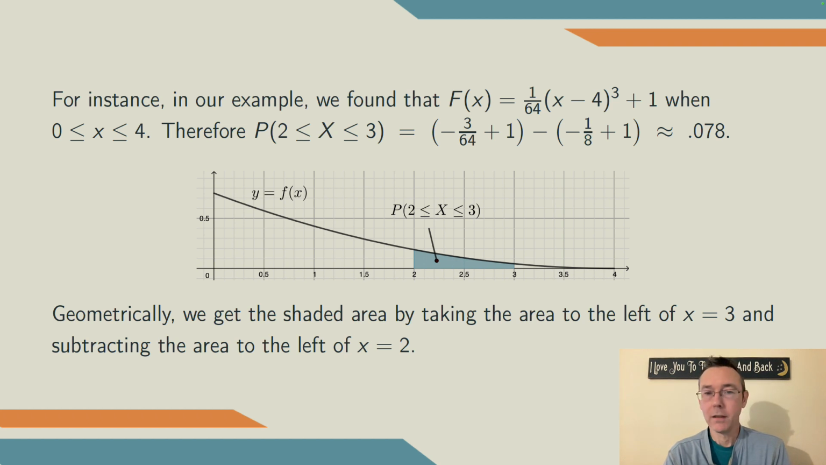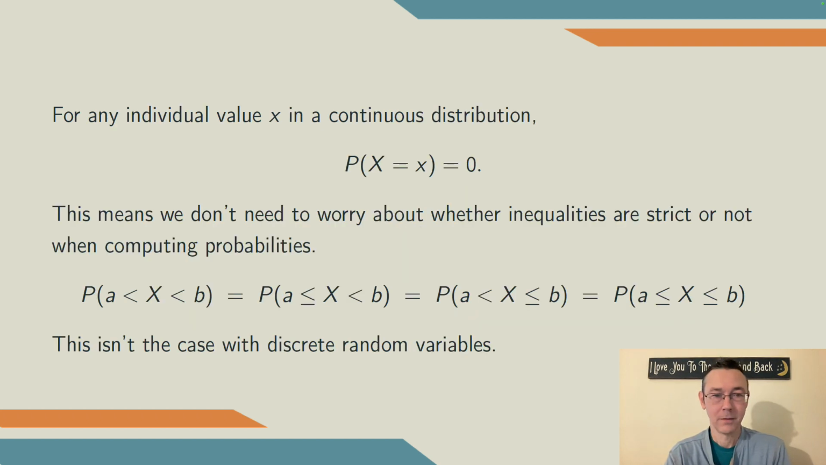For instance, in this last example, we computed the cumulative distribution function. We can find the probability that x is between 2 and 3 just by evaluating big F of x at 3, evaluating at 2, and subtracting. So we're just plugging and chugging at that point, not doing any integrals. We get a little under 8%. Geometrically, this calculation means taking the area to the left of 3, the probability to the left of 3, and subtracting out the area to the left of 2, the probability to the left of 2.